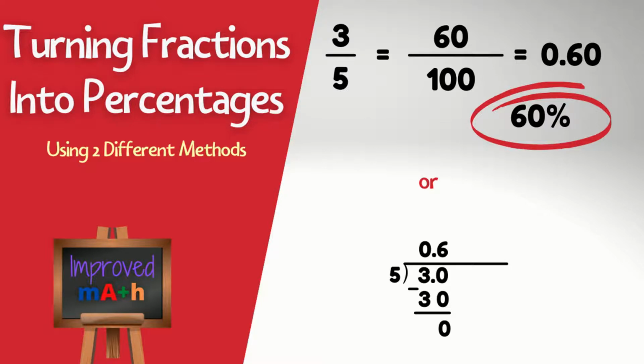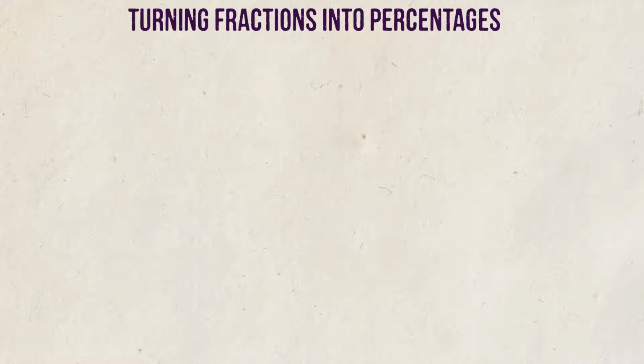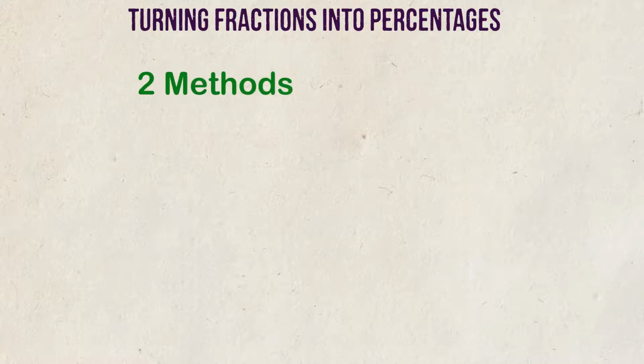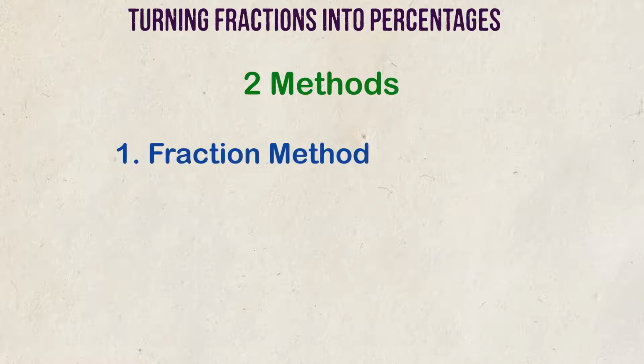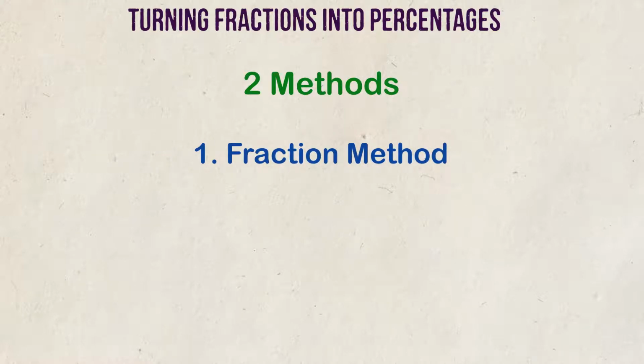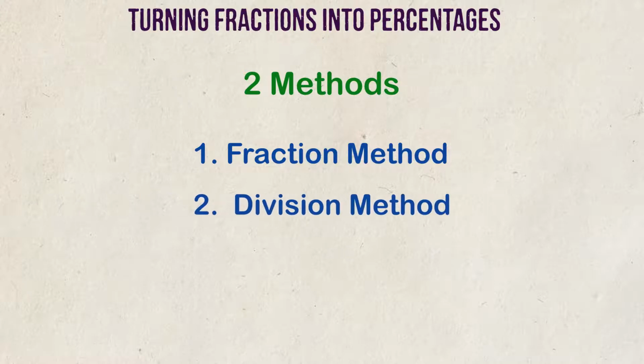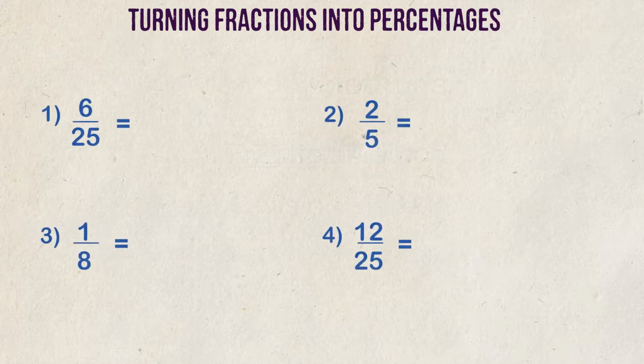Turning fractions into percentages can be done a couple of ways. In today's video, I'm going to show you two methods for changing a fraction into a percent. Those two methods are, the first one, create an equivalent fraction over 100. The second one, divide the numerator by the denominator and adjust for the decimal. I have four problems here. The first two we can work through by creating equivalent fractions. The last two, we'll use a division method instead.